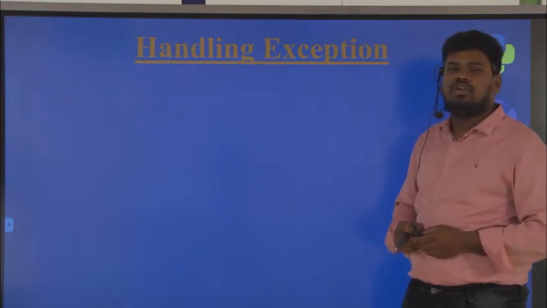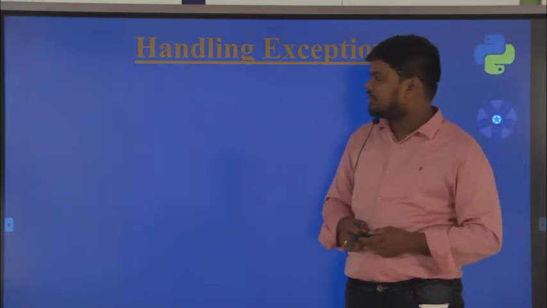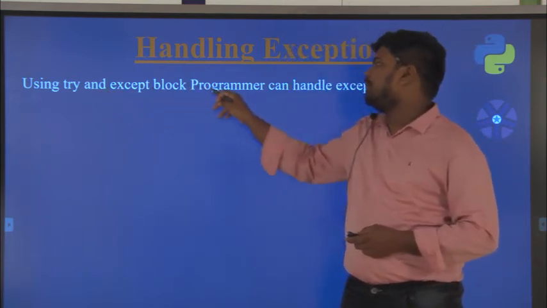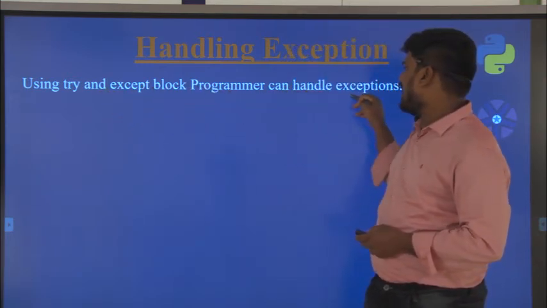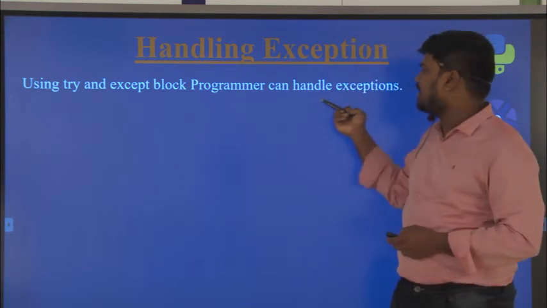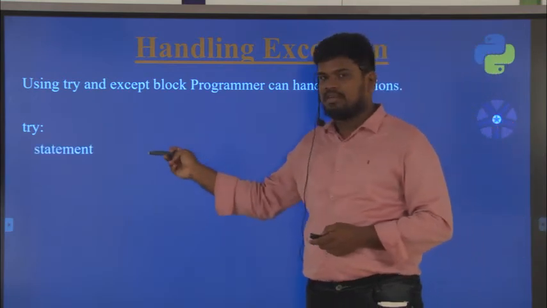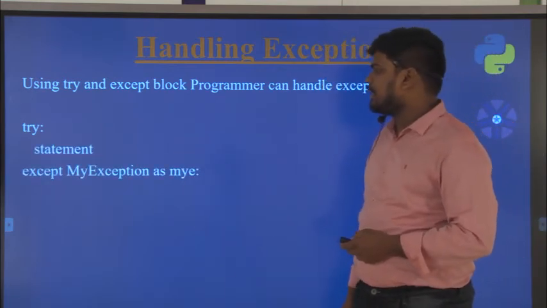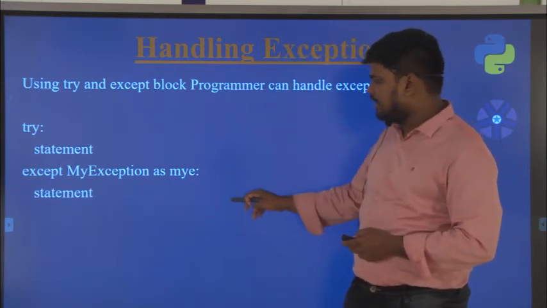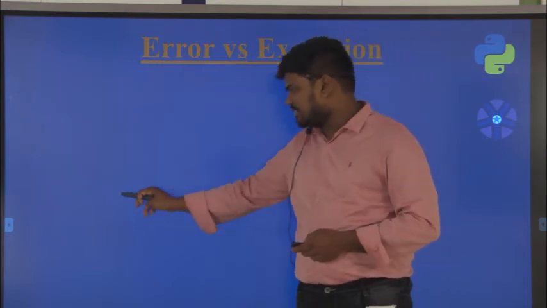And next one is how to handle my exception. Here we have to know how to handle the exception. Observe. Using a try and except block, a programmer can handle an exception. So try followed by statements, and next one is except MyException as MYE, followed by statements. Here MYE is my user-defined name.